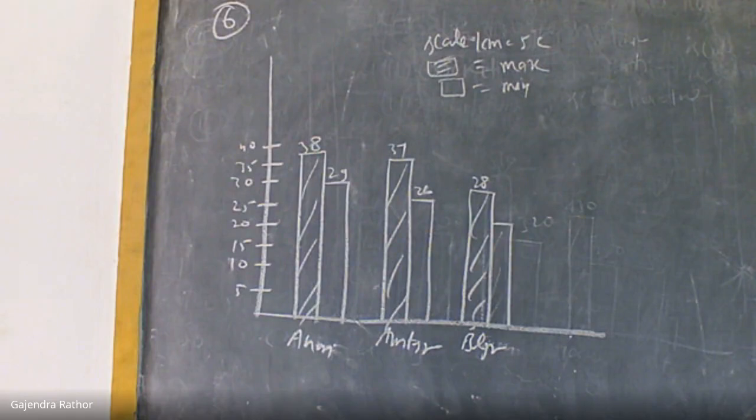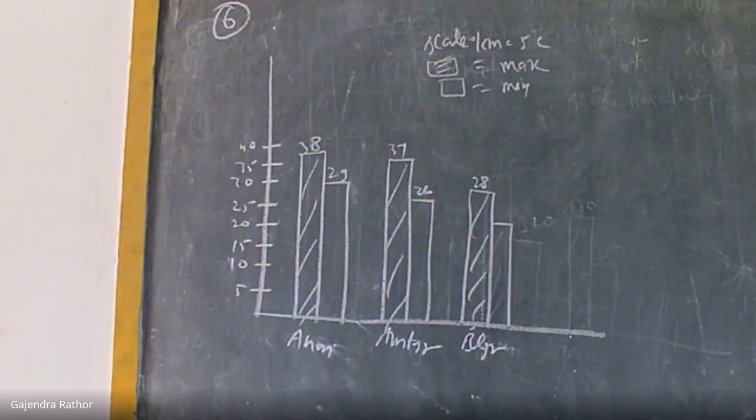First point, which city has the largest difference in the minimum and the maximum temperature on the given date? So in which city is there the maximum difference between maximum and minimum temperature? Yeah, very good. Mostly you replied the same answer, Jammu. Yeah, that is the correct answer because there is the highest difference, that is 15 degrees Celsius, between maximum and minimum temperature. So the first answer is Jammu.